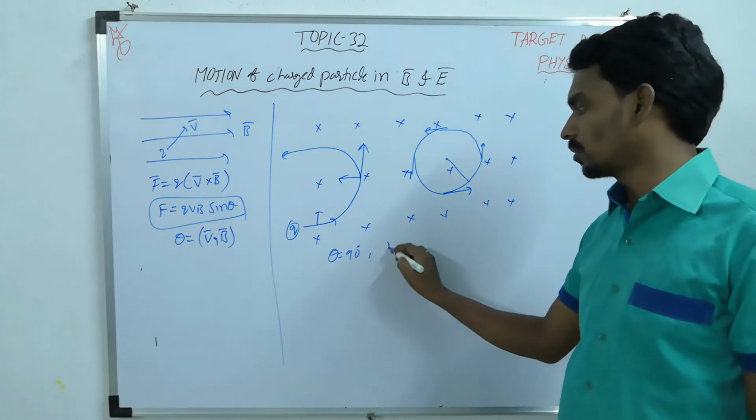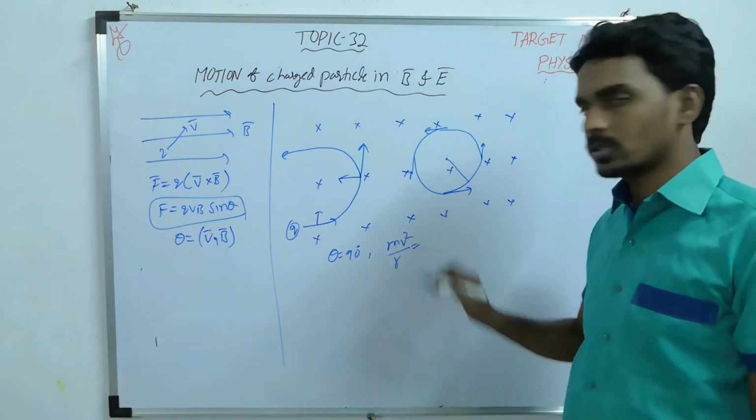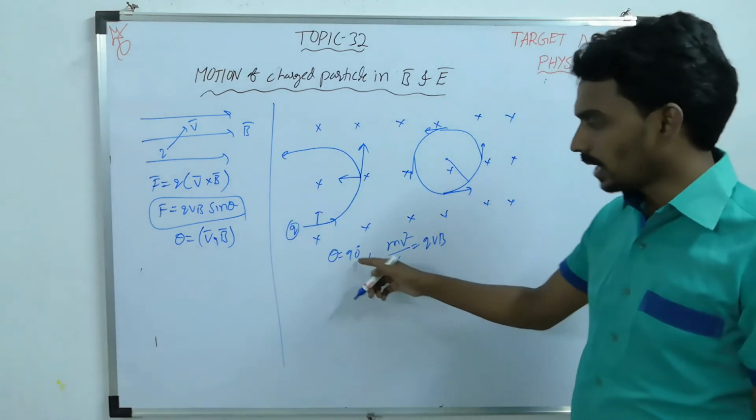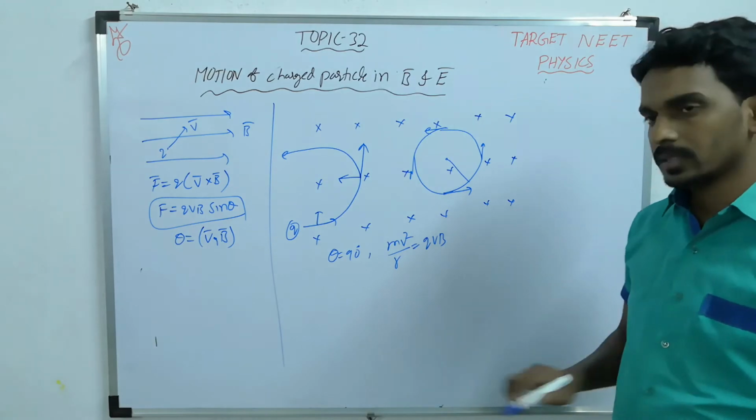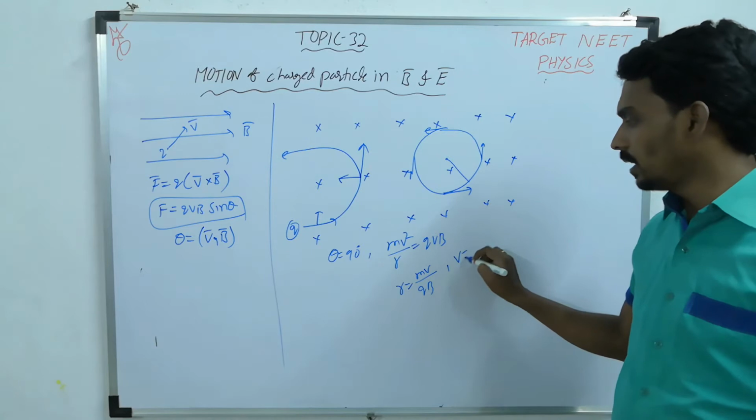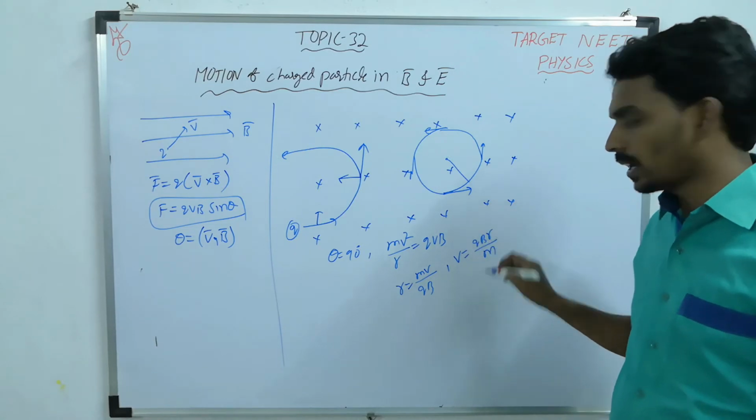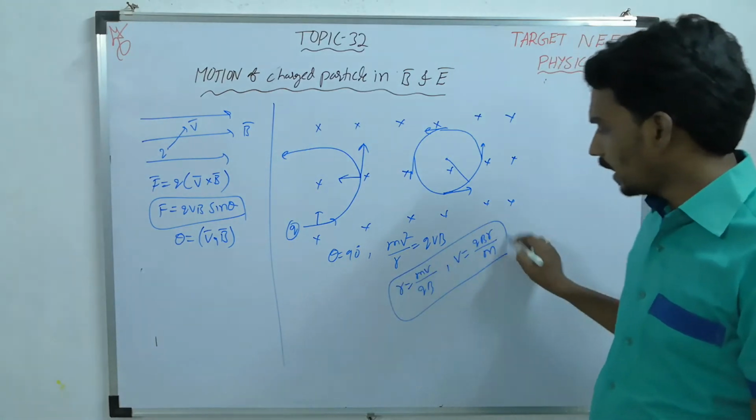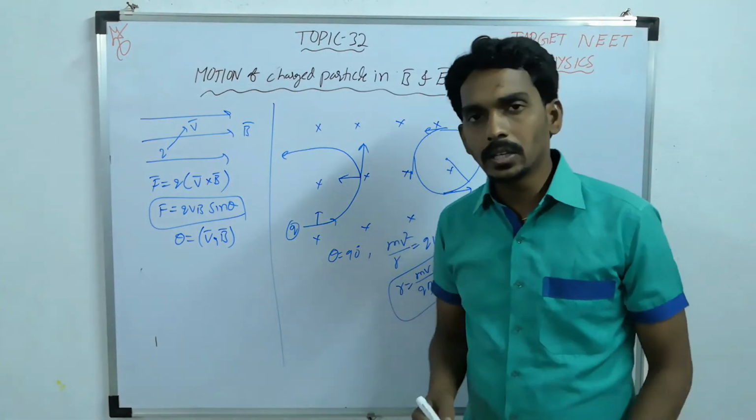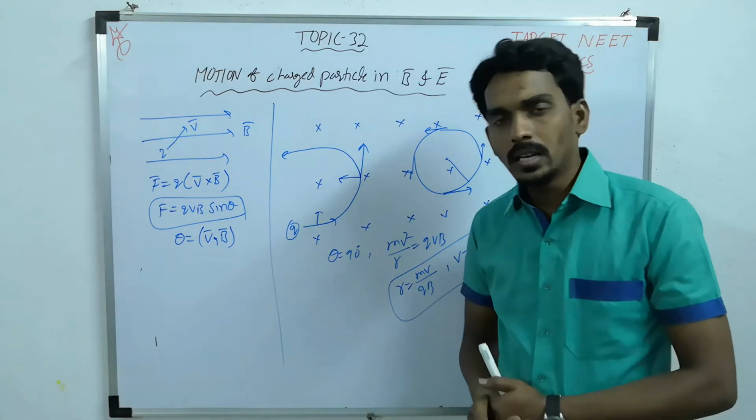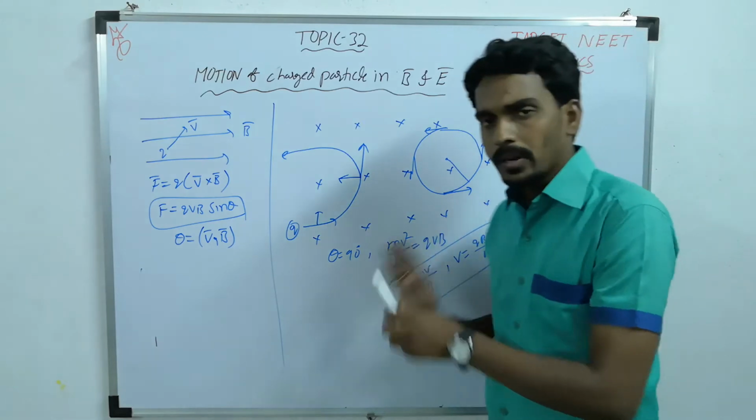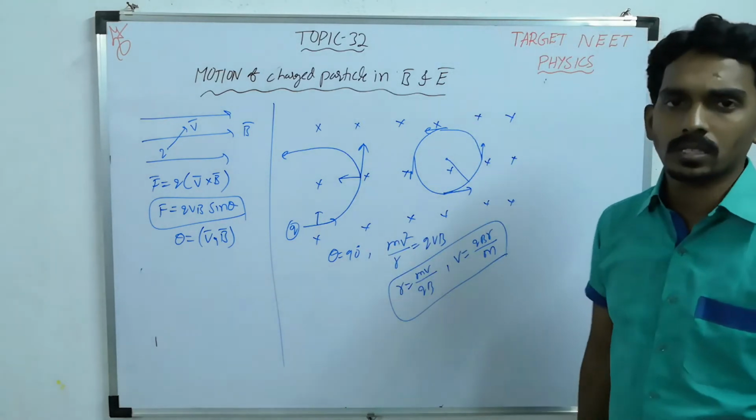That means circular motion. The required centripetal force is provided by this force. What is that? qvB sin 90, and sin 90 is 1. So r equals mv by qB, or v equals qBr by m. This is the radius and speed relation for a charged body entering a magnetic field at 90 degrees to the magnetic field. This is the one important case, based on which usually questions will be asked.